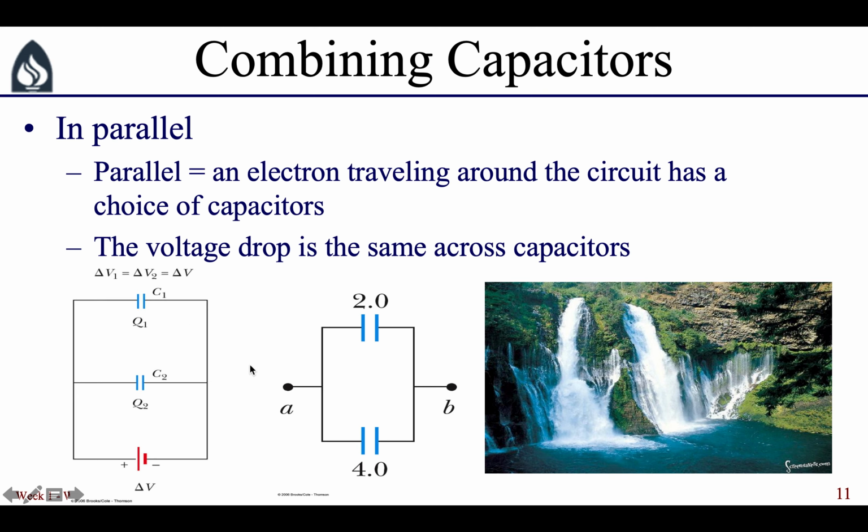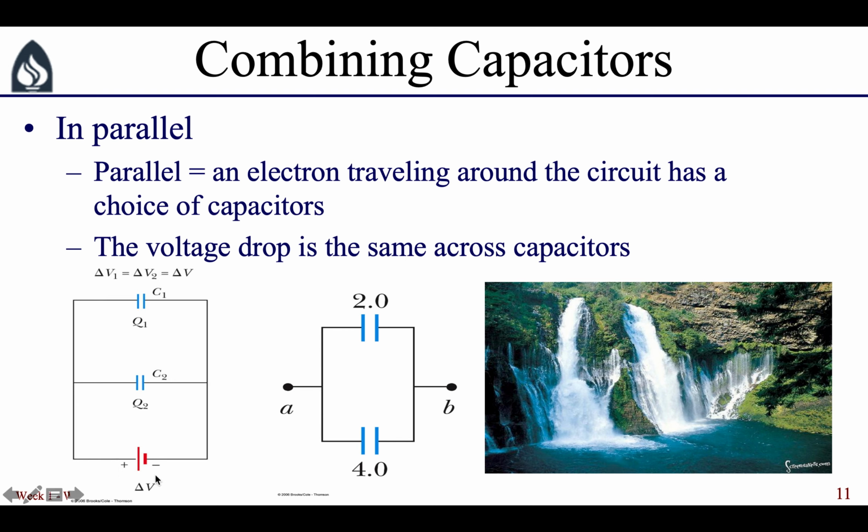Now, the important thing about parallel, regardless of the kind of component you have on branches that are parallel, is that the voltage drop is the same for each branch. And so it's the same across capacitors.